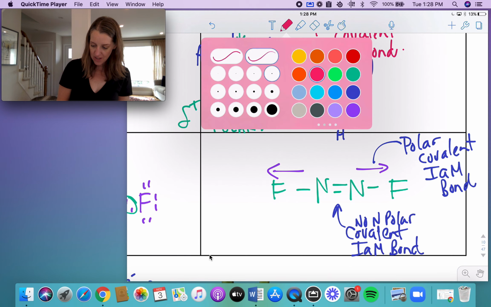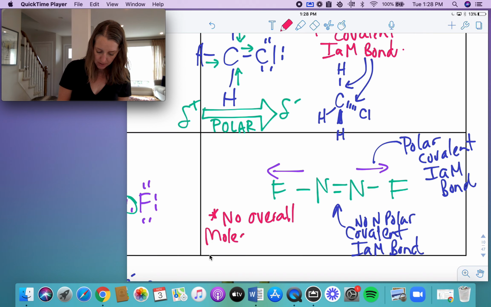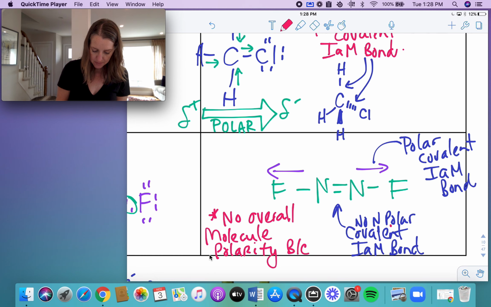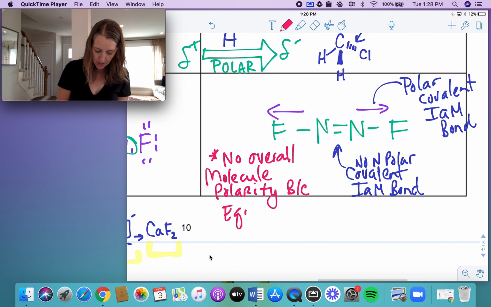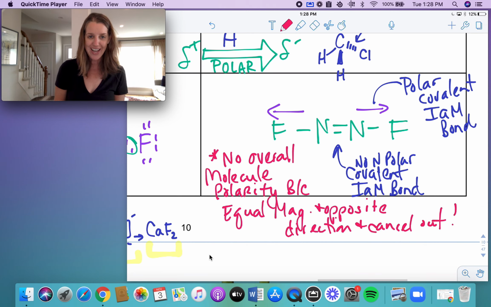Okay, let's just jot that down. There is no overall molecule polarity because they are equal magnitude and opposite direction, and they cancel each other out.